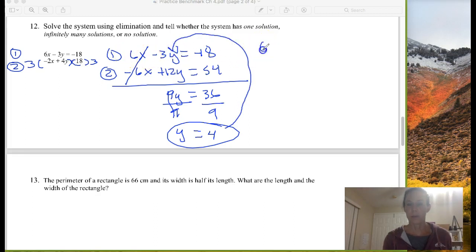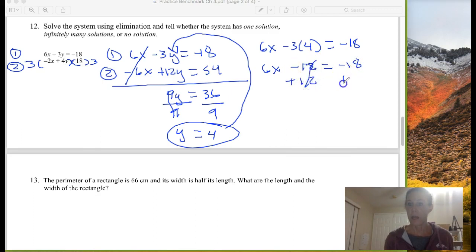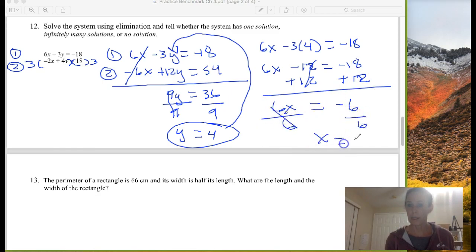And let's go 6x minus 3 times 4 for y equals -18. 6x minus 3 times 4 is 12 equals -18. Add 12 to both sides. No, it's a 12, sorry. Add 12 to both sides. Gosh, that 2 is hard to get down there. I get 6x equals -18 plus 12. It's going to give me -6. Then divide by 6 on both sides. X is going to equal -1. So I've got my x and my y, if you want to write it as an ordered pair, -1, 4.